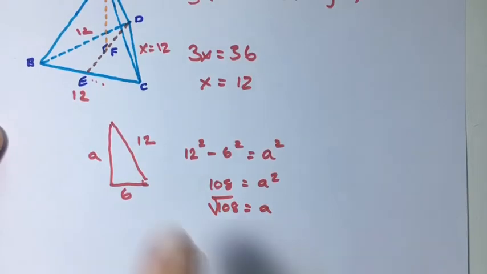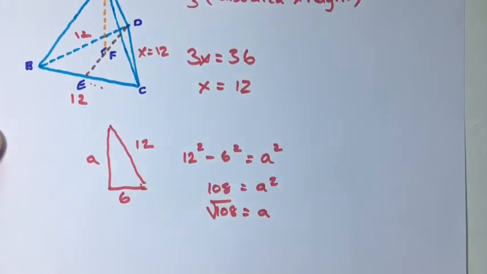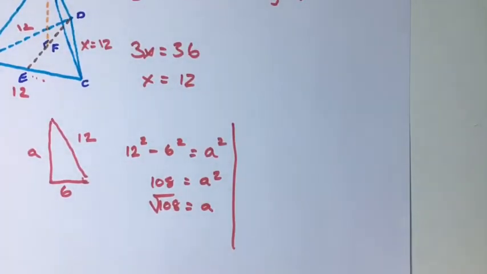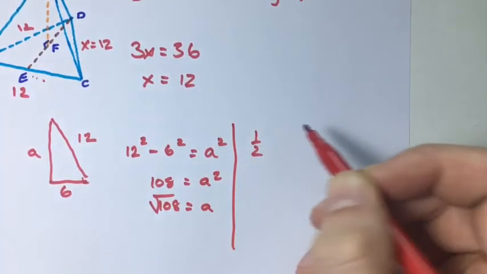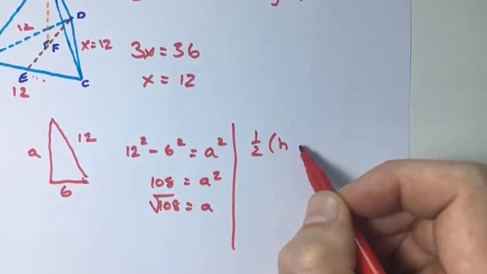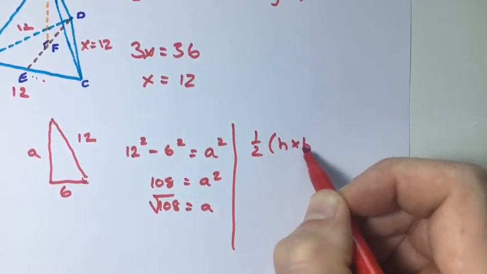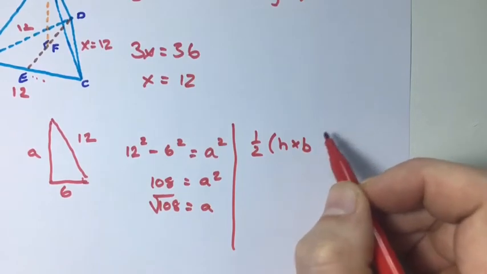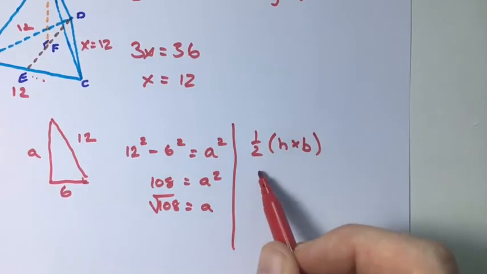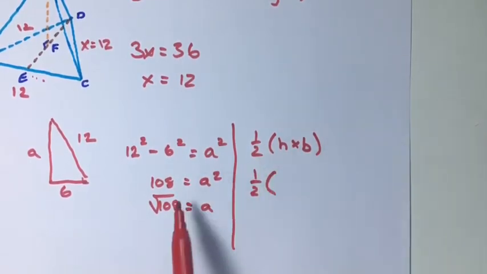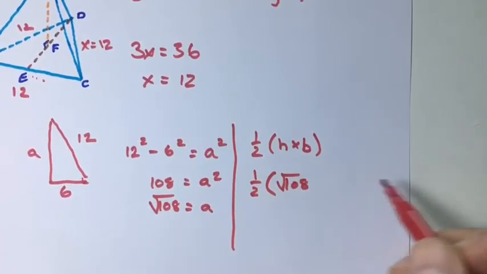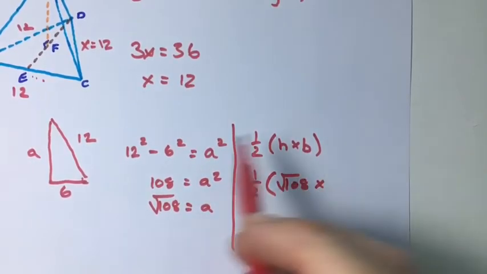So now we want to find the area of our base. Well, area of a triangle is 1/2 times height times base. So let's work that out. We have 1/2 times, we know our height now is the square root of 108. And we know our base length is 12.